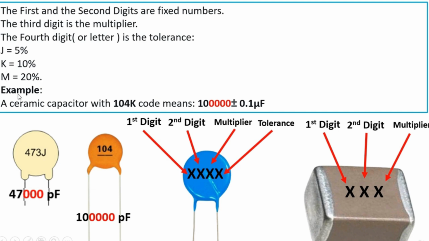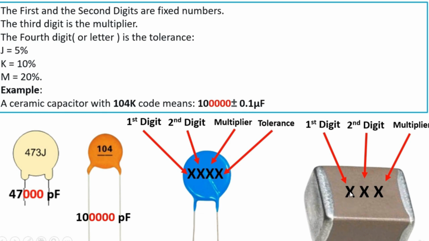See an example. For example, let's say we have a ceramic capacitor with 104 K. This code means 10 and 4 zeros, as you can see. So plus or minus 0.1 microfarads. So 0.1 microfarad is the tolerance, because here we have the K, so K is 10%. Okay, so 10% of this number.